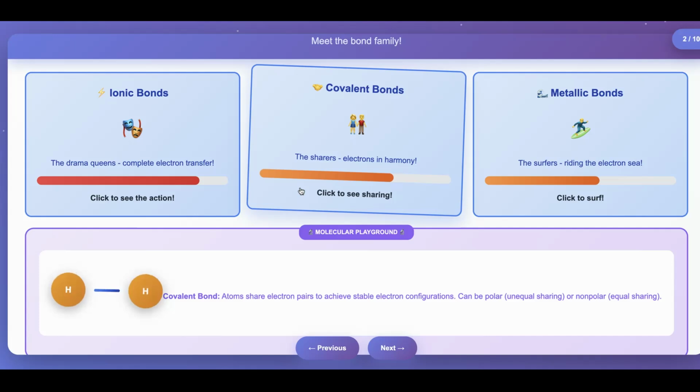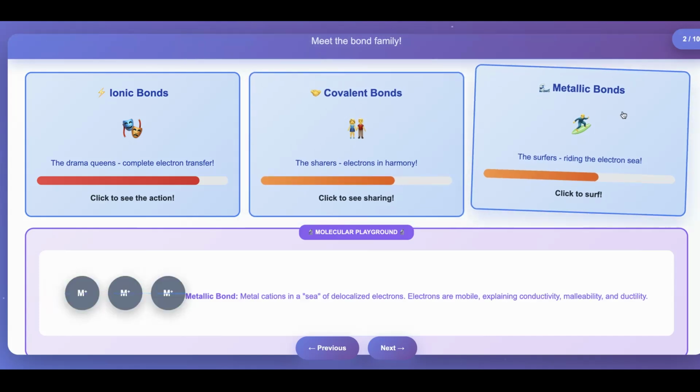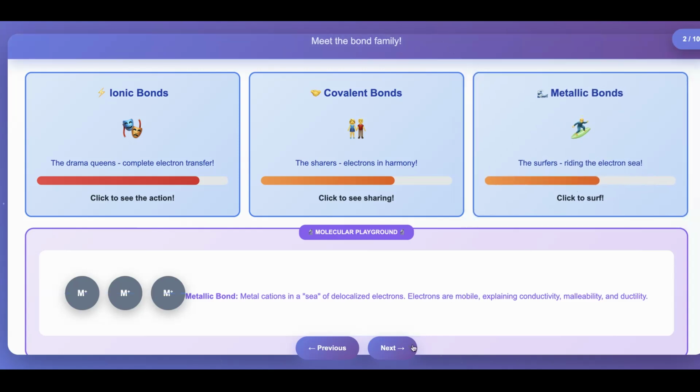Let's have a look at the metallic bonds. These are the surfers riding the electron sea. So, the metal cations in a sea of delocalized electrons. Electrons are mobile. This explains why they conduct electricity, and why they are malleable and ductile.